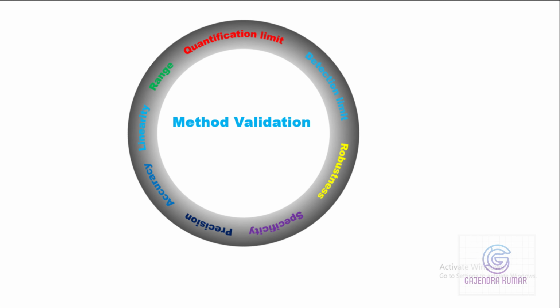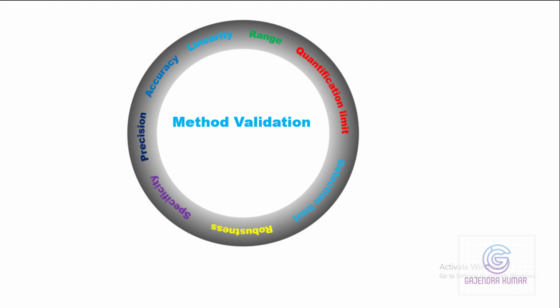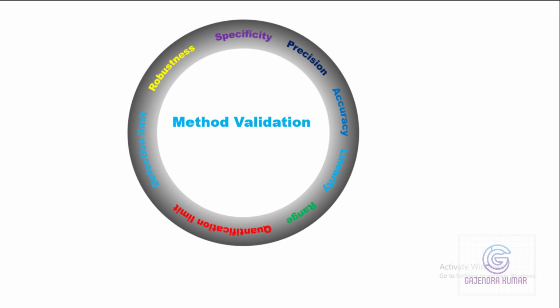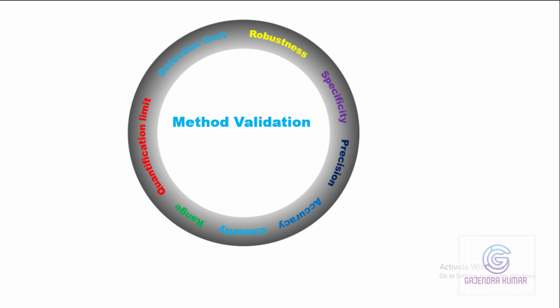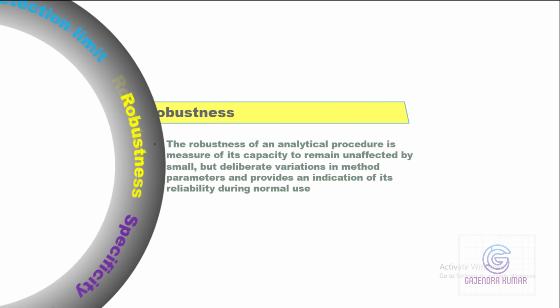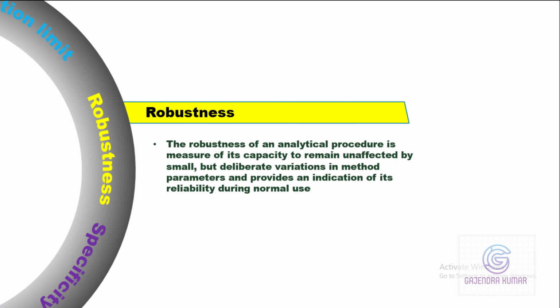In our previous episode, we discussed the basics of method validation and the definition of each of these validation parameters. Before jumping into the robustness study design, let's recollect the definition of robustness. The robustness of an analytical procedure is a measure of its capacity to remain unaffected by small but deliberate variations in method parameters. It provides an indication of its reliability during normal use.